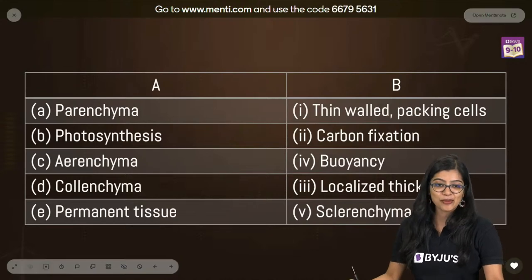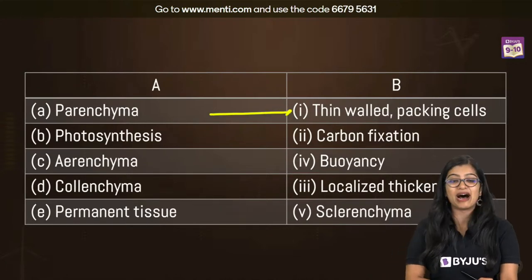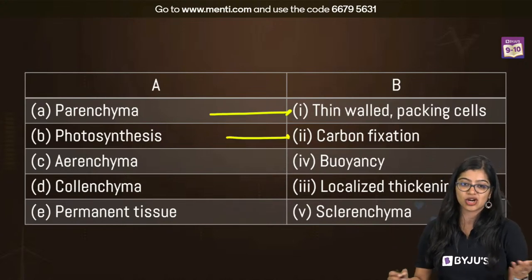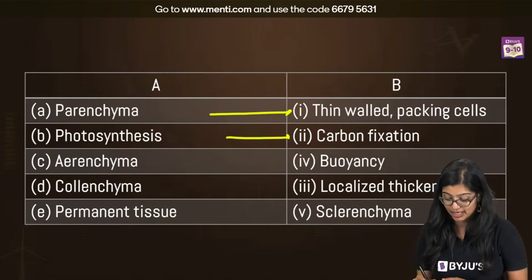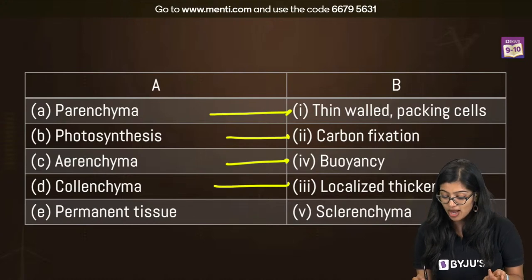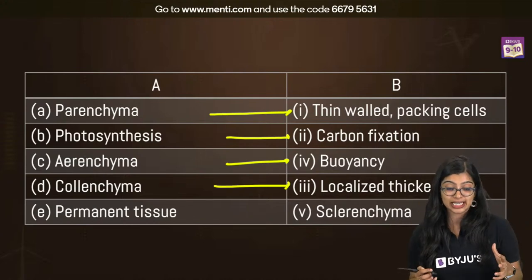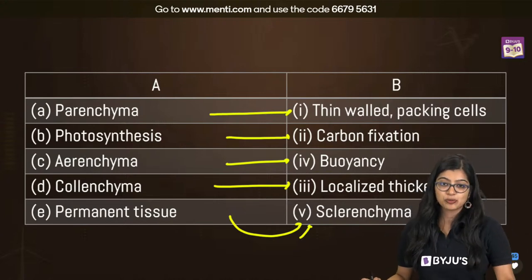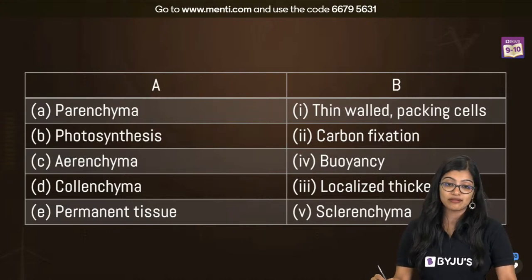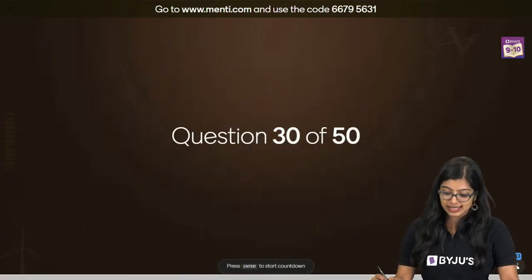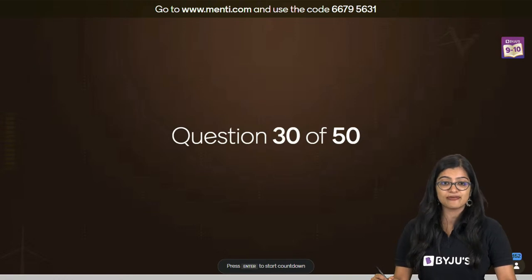Now, when you talk about parenchyma, we know that parenchyma are thin-walled packaging cells. We know that in photosynthesis, carbon dioxide is used, or carbon fixation happens. Aerenchyma is a specialized kind of parenchyma which helps in buoyancy. You have collenchyma, which has localized or irregular thickenings. Then you have permanent tissue, of which an example is chlorenchyma. And yes, Purnima, we shall definitely do that as well. The matches are confusing, which is why I always tell you to write this down. It is super important.